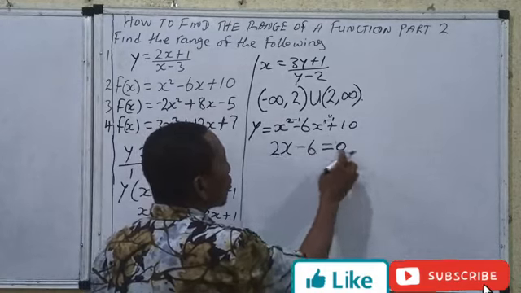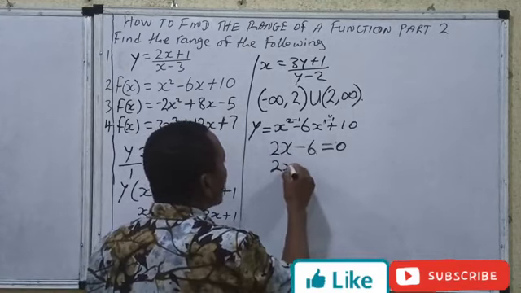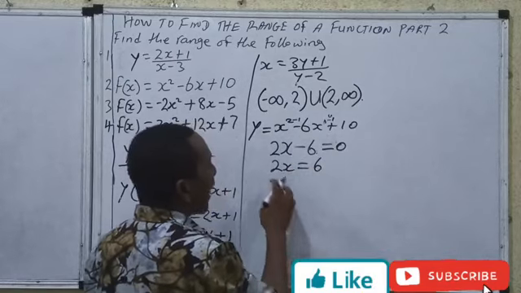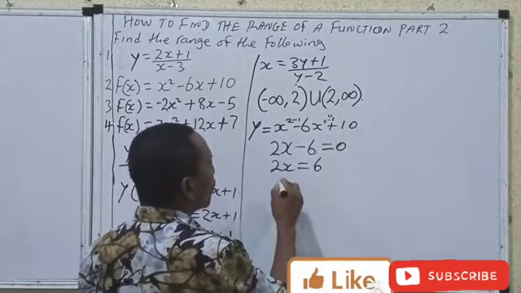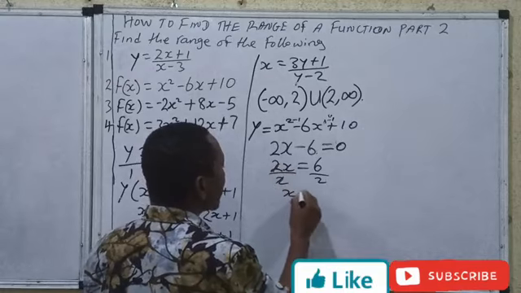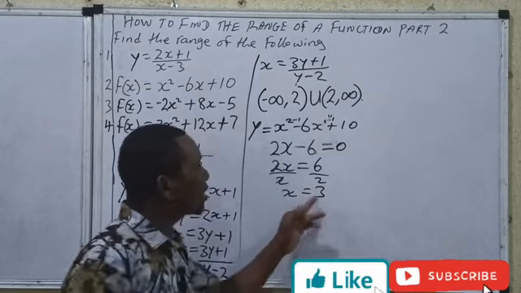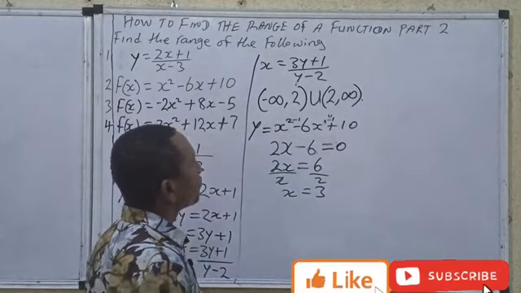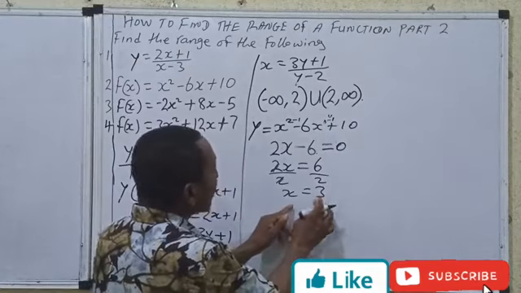So let's look for x. 2x minus 6 is equal to 0. 2x is equal to what? If the 6 crosses the equal to sign, it becomes 6. Now I can divide both sides by 2. This will cancel out this. x is equal to 3. So this is my value for x.